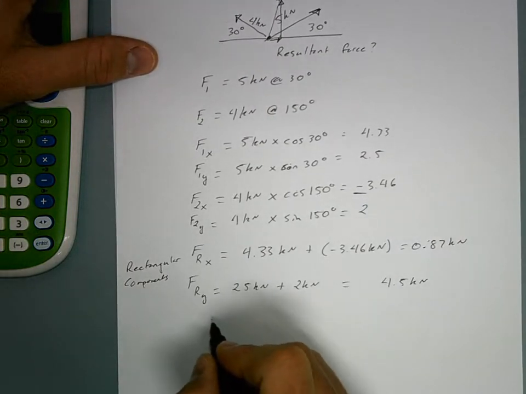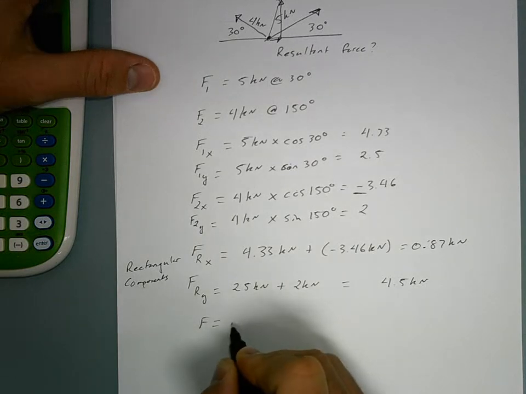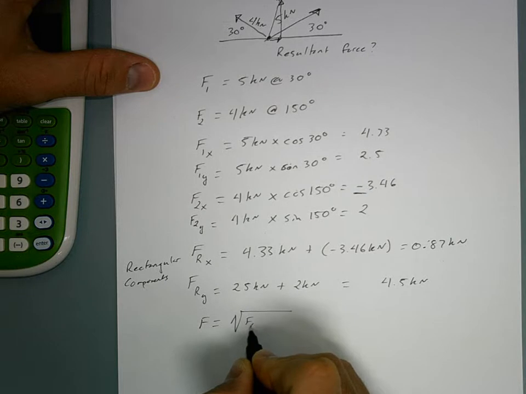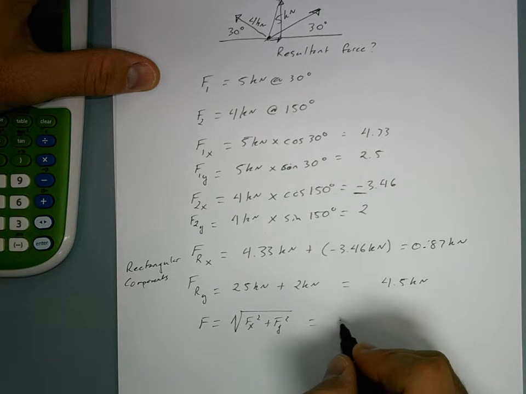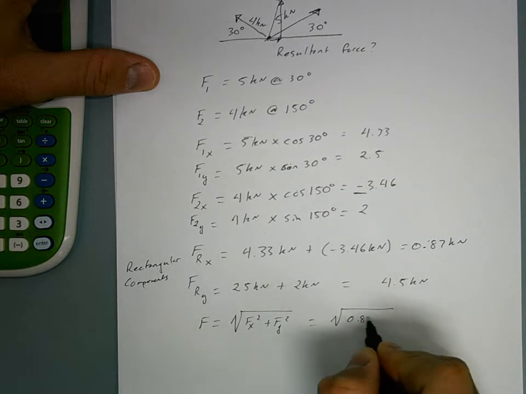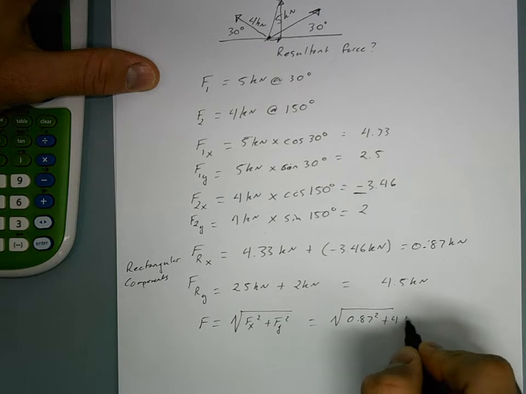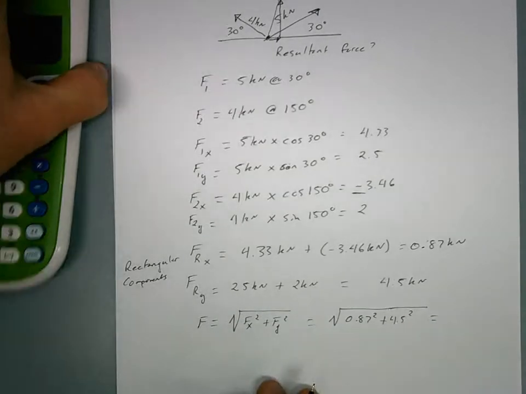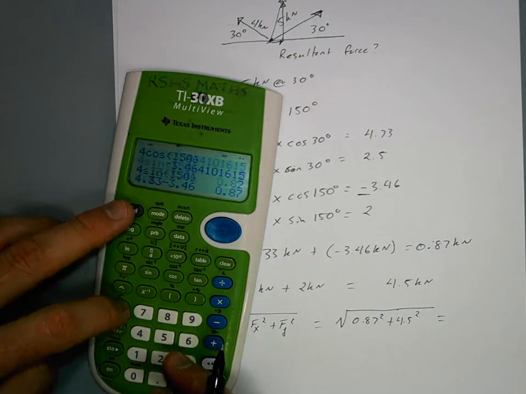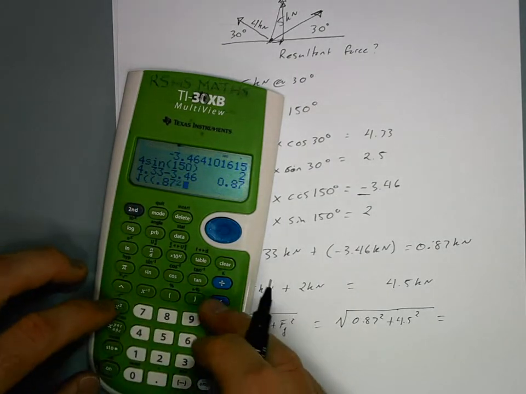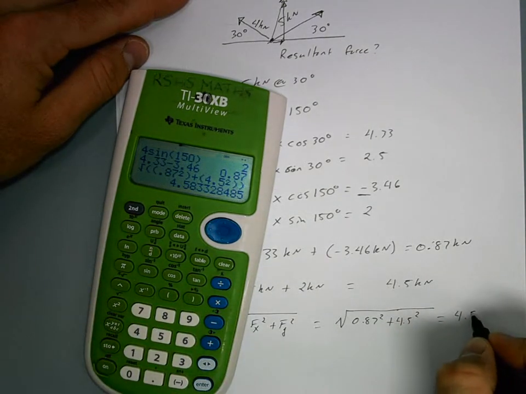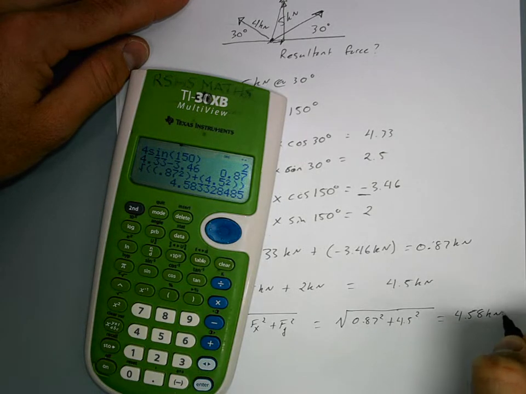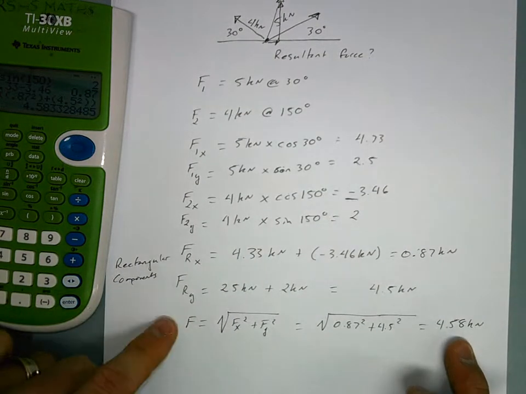So to find that, what you can do, to find the force is equal to the square root of fx squared plus fy squared. So let's work on that. So fx is 0.87 squared plus fy 4.5 squared. So our force resultant as one single force is 4.58 kilonewtons in magnitude.